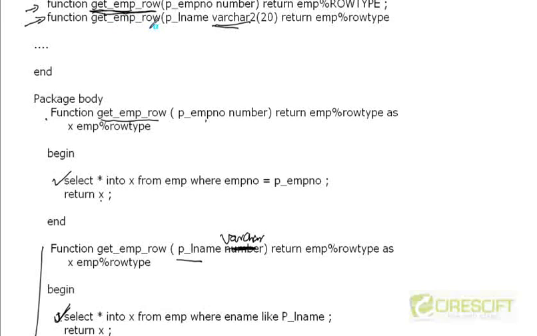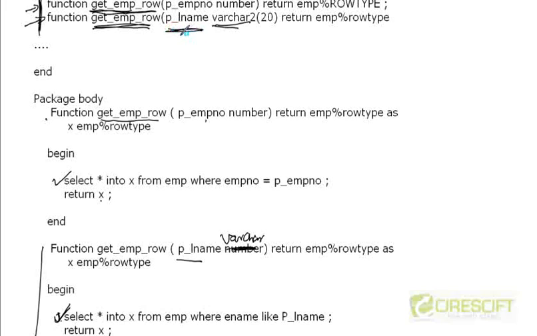So what this overloading concept is, basically, is that it enables you to create two or more subprograms with the same name, and the name is get_emp_row, and we have two such functions with the same name, and these are called formal parameters.